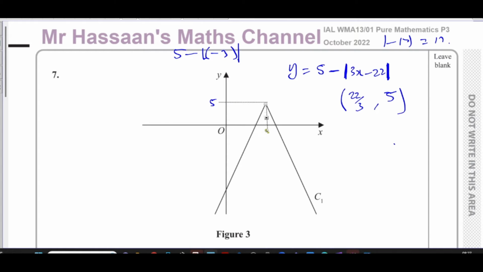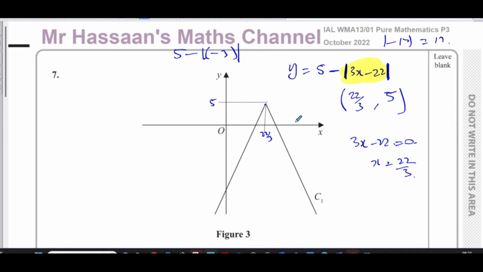Well, this expression is going to equal 5 when you take away nothing from 5. It will be 5 minus 0, which will give you 5. So when this part becomes 0, that's when you're taking away nothing from 5. So what makes 3x minus 22 become 0? When x equals 22 divided by 3. So when x is 22 over 3, this becomes 0. You have y equals 5 minus 0. So that is when x equals 22 over 3 and y equals 5.